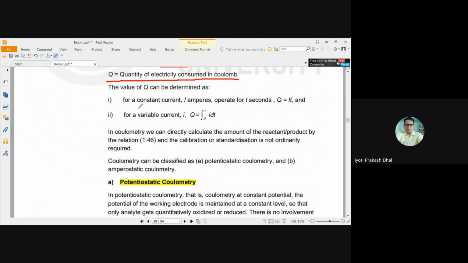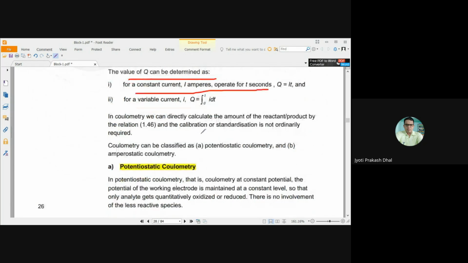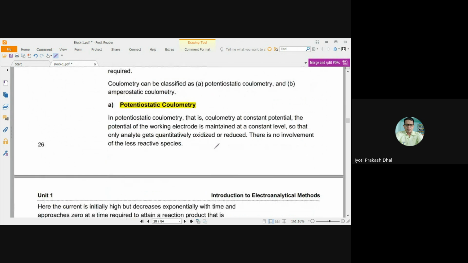The value of Q can be determined for a constant current of I amperes operating for t seconds, that is Q equals It. But for a variable current, Q equals the integral of I dt from 0 to t. Now, coulometry can be classified into two types, potentiostatic coulometry and amperostatic coulometry.